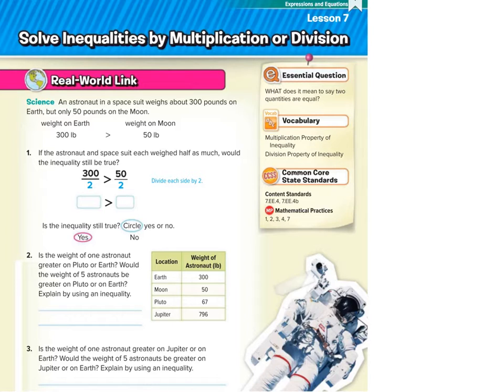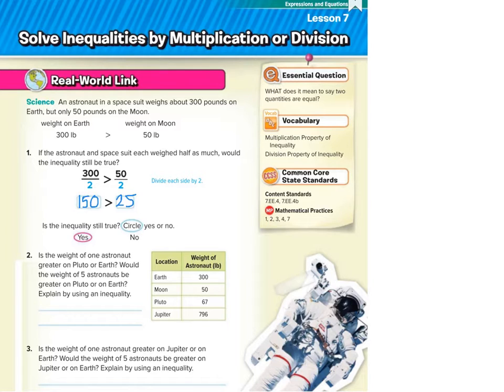Divide each side by 2. 300 divided by 2 is 150, and 50 divided by 2 is 25. So is the inequality still true? 150 is greater than 25, so yes, it's still true.